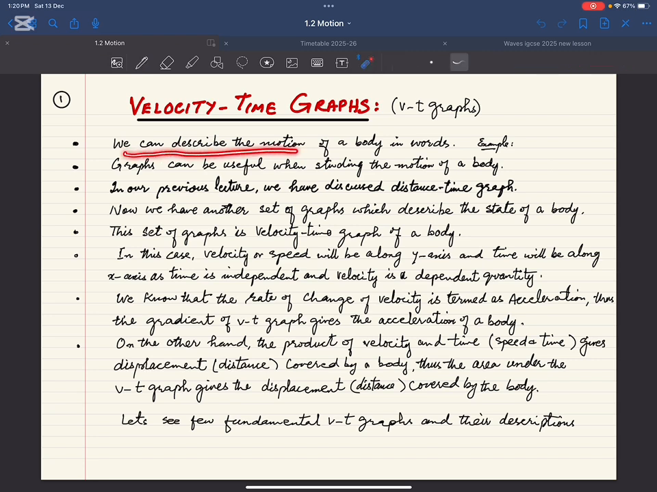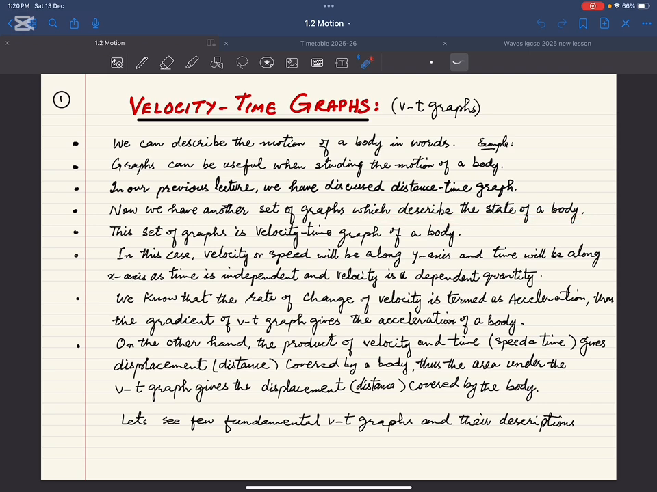we can describe the motion of a body in words, like a car is moving with 20 meter per second, or a body is at rest. And obviously graphs can be useful when studying the motion of a body. As I said, we have discussed the distance time graph, so this time we are going for another set of graphs, which is another way to describe the state of a body.